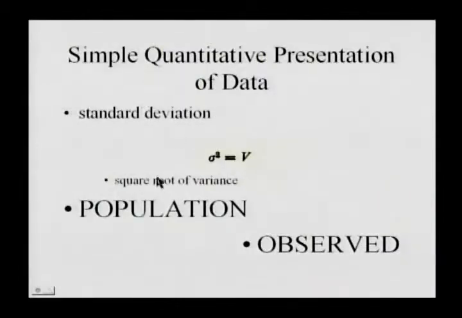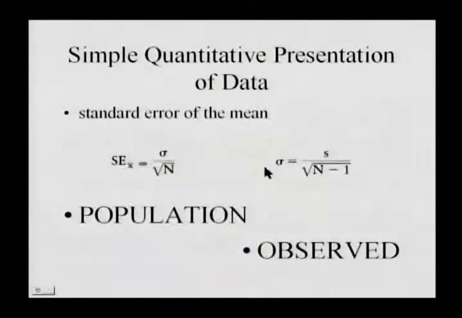And of course the standard deviation for the population or for the sample, the observed, is the square root of the variance. Population formula shown here, sigma squared equals variance, so you take the square root of variance and you get the standard deviation for the population. S squared is the variance of the sample, or the observed. You take the square root of that and you have the standard deviation for your sample.